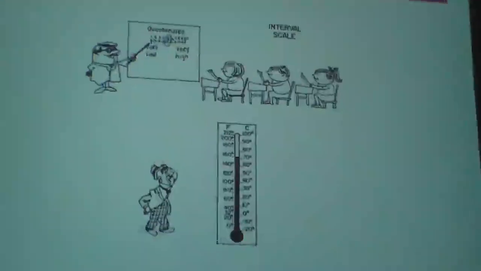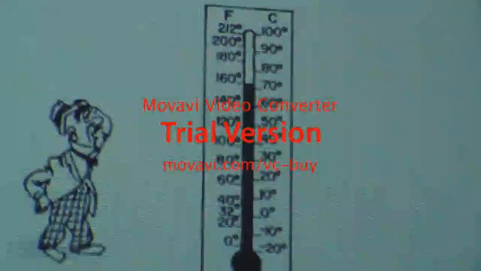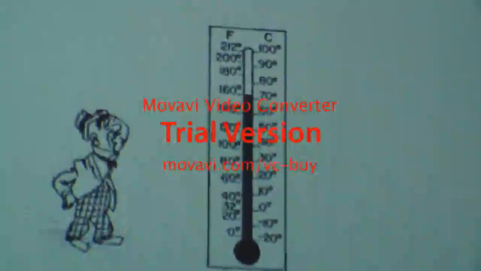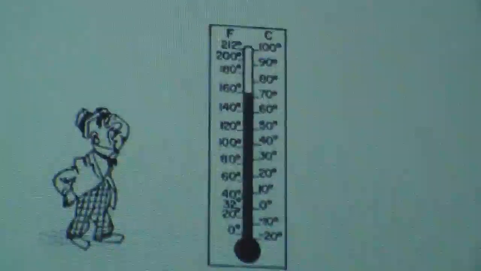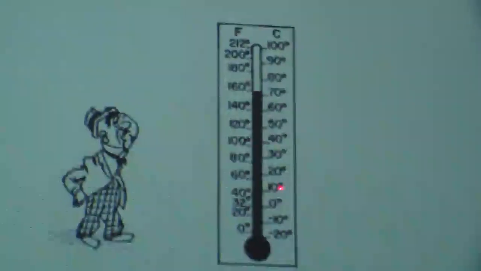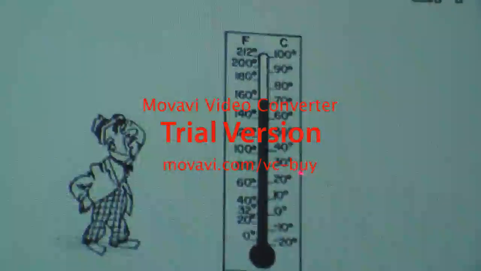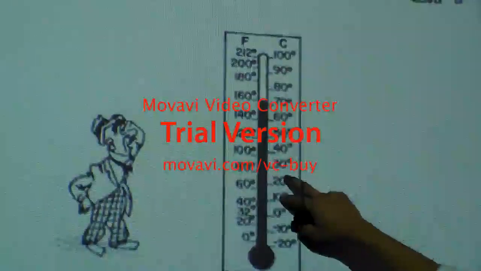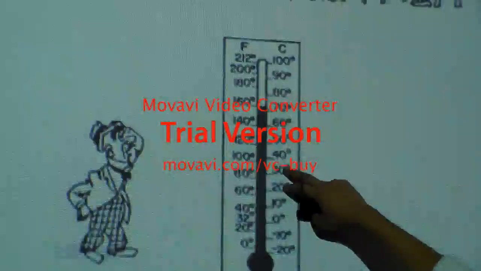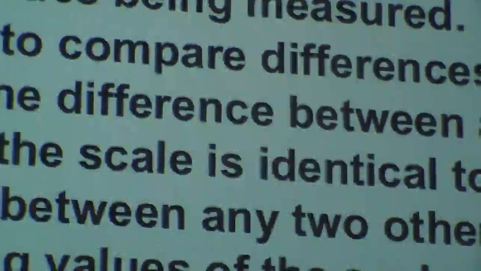This is an example for the interval scale. This is a thermometer for measuring the temperature. You see 0, 20, 32, 40, 60, 80, 100. So this is the scale. This is the degrees in Fahrenheit, and this is in centigrade: 0, 10, 20, 30, 40, 50, 60, 70, 80, 90. If you choose any two points from here, you can see the distance between them is identical to the distance between another neighboring two. For example, between 10 and 20, the distance is 10. And also between 20 and 30, the distance is 10. Between 30 and 40, the distance is 10.